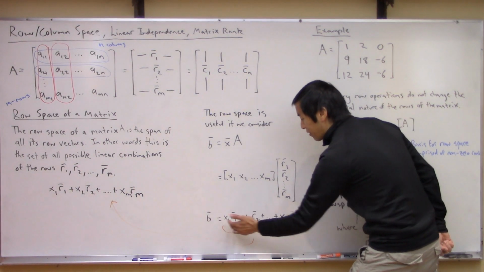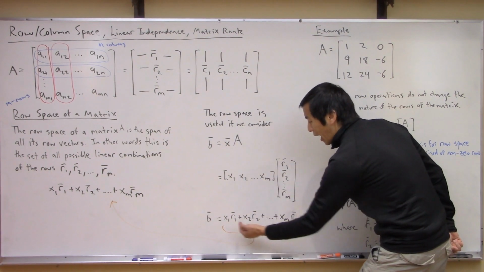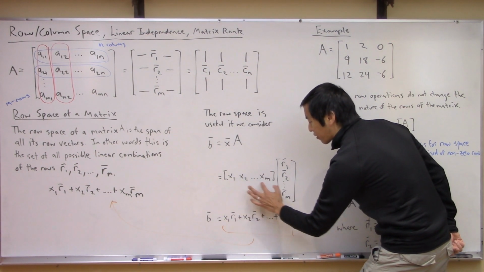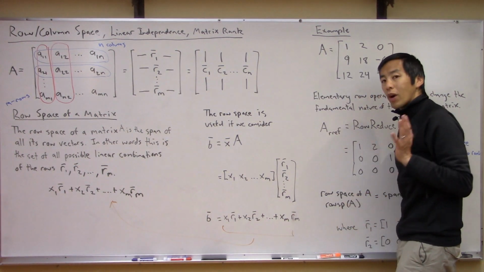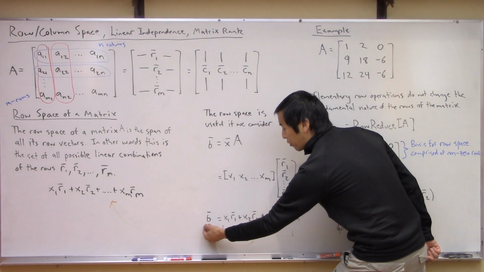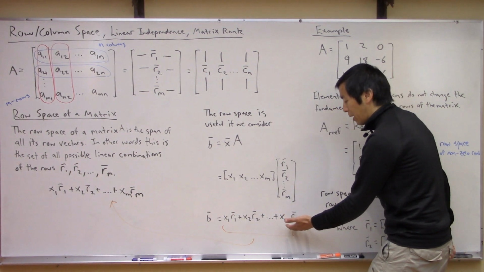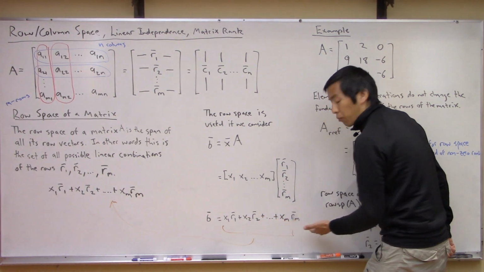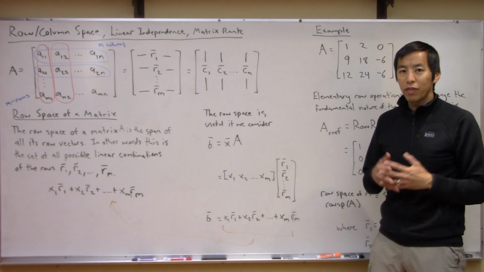You can see B is nothing more than you take row 1, row 2, all the way down to row m, and you scale each one of these by the coefficients x1, x2, all the way to xm, and then add them all together, right? So what ends up happening is the only outputs B that you get have to be in the row space of the matrix A, right? Because it's nothing more than a combination of all of the rows of the matrix A, okay? Great. So that's the idea.